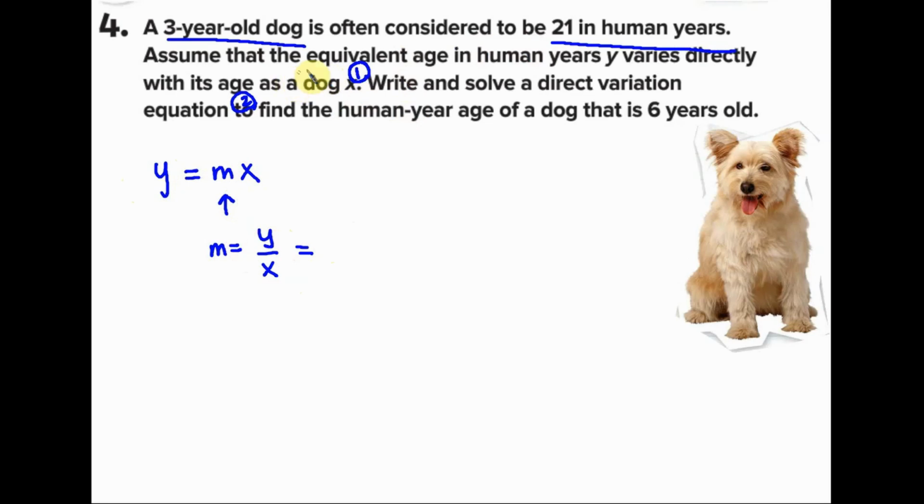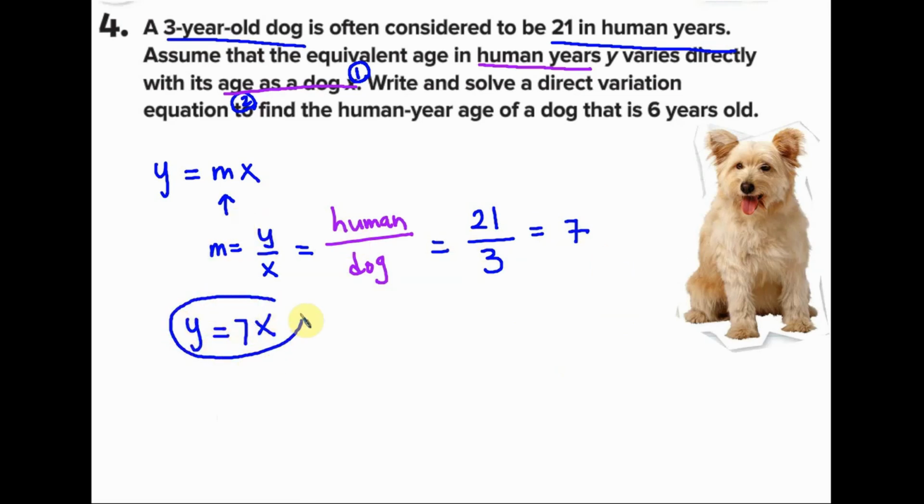If I'm looking at the sentence, assume that the equivalent age in human years, the human years varies directly with the age as a dog, or X. So in this case, I'm going to write human age on the numerator over the dog age on the denominator. So let's plug in some numbers. If human years were 21, then the dog will be 3 years old. If I want to simplify this, 21 over 3 will become 7. Any 1-year-old dog will be equal to 7 in human years. So then it becomes Y equals 7x, and that's the first part of my answer.